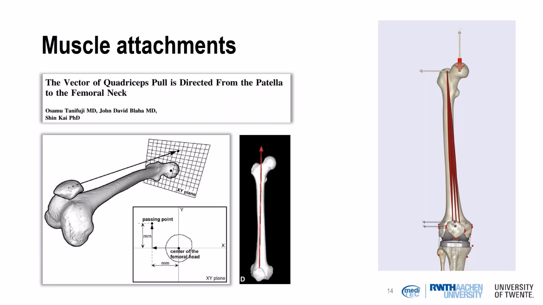And further, to set up our model, we had to identify muscle attachments. We used a publication by Tanifuchi, who studied the pulling direction of the quadriceps muscle in 14 subjects. They segmented muscles, determined muscle pulling directions, and reported an overall formula for how the pulling direction is given with respect to the hip joint center for different axis systems. And this is what we implemented for our quadriceps muscle, which you can see here in the right picture.